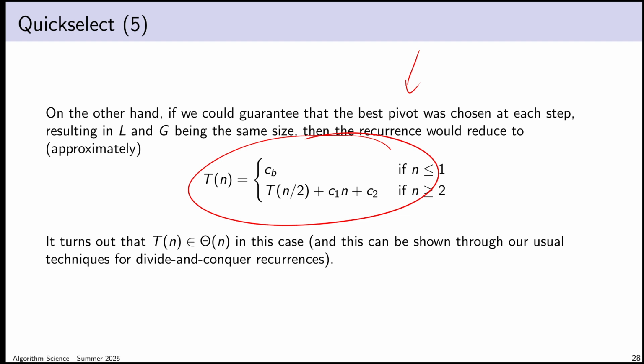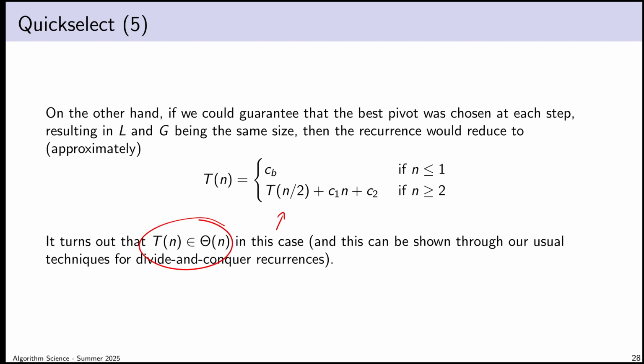Now, if we do repeated substitution or use the master theorem, or any of our usual techniques, we can show that T of n is big theta of n in this case. With quicksort, the best case scenario gives a recurrence of 2 times T of n over 2, and in that case it would be n log n. We know that's also not generally feasible; we can't assume that's going to happen. With Quickselect, we only recurse into one subarray, so there's only one recursive call, and it turns out that T of n is big theta of n.